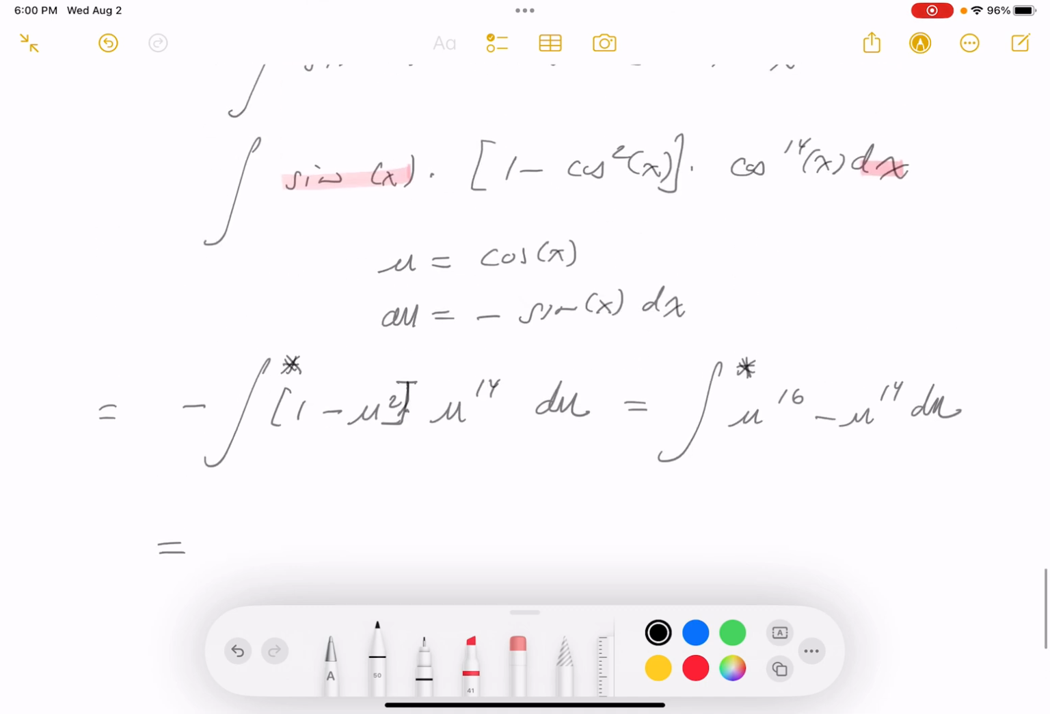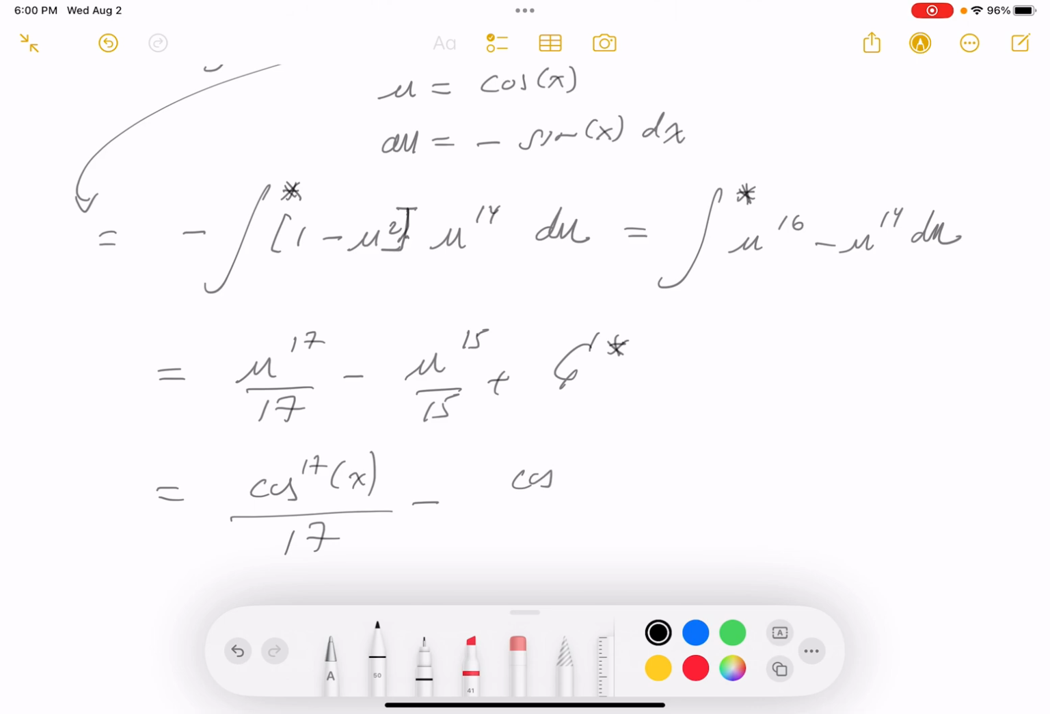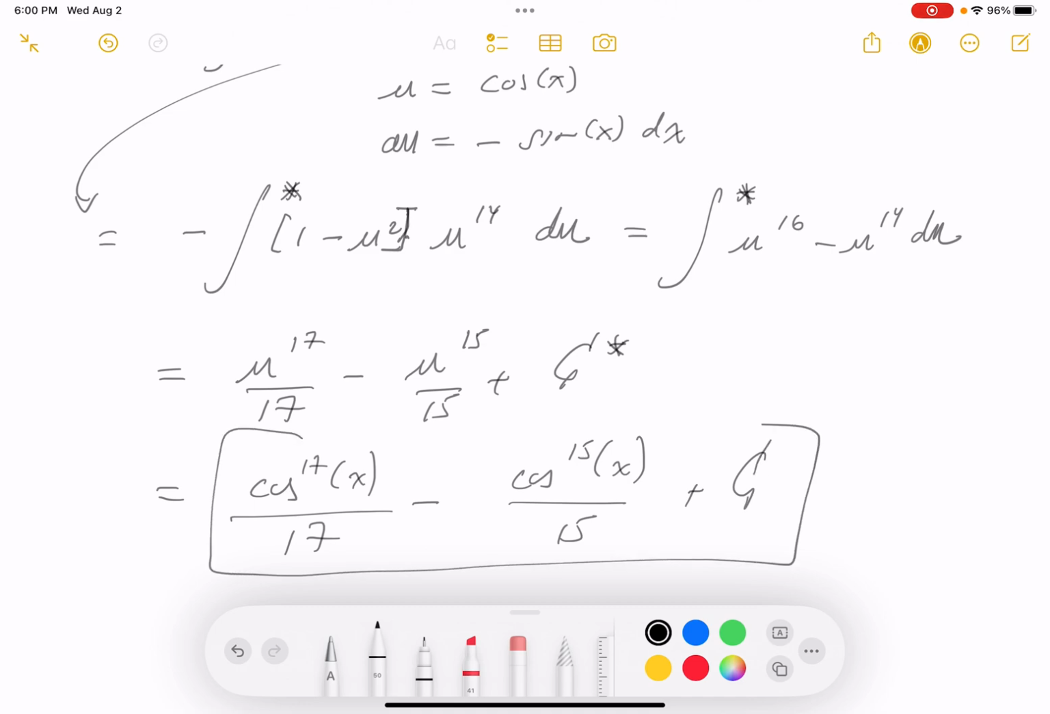And let me just make sure you understand what I'm doing over here. You're going to get u to the 17th over 17 minus u to the 15th over 15 plus some constant of integration. What's u? It's actually cosine. So you get cosine to the 17th power of x over 17 minus cosine to the 15th power of x over 15 plus c.